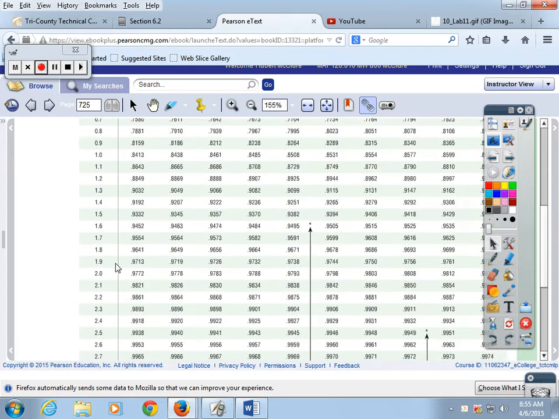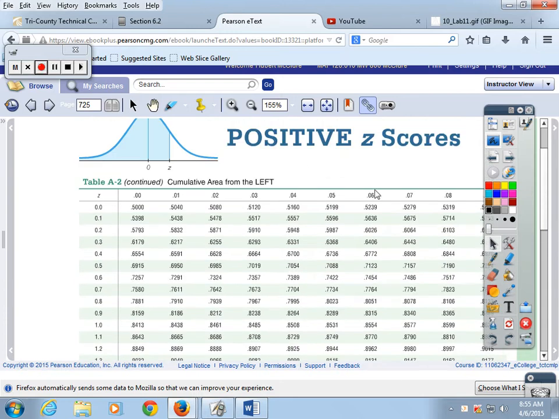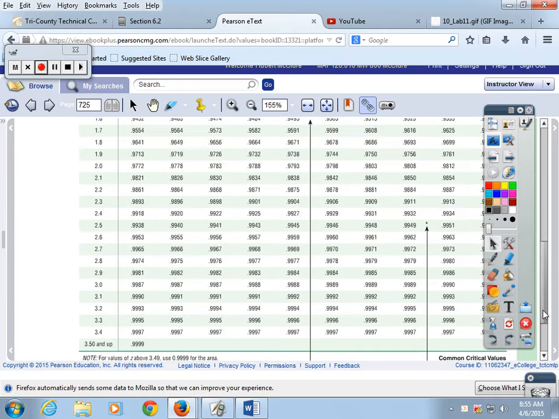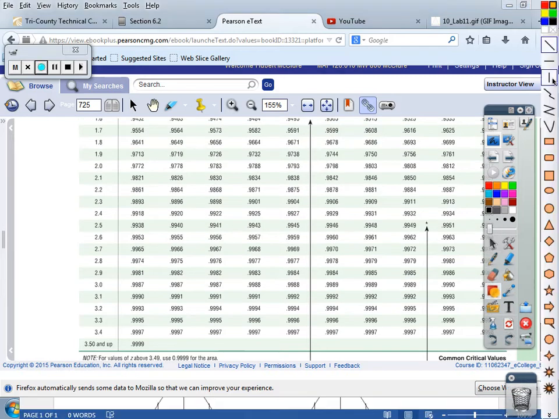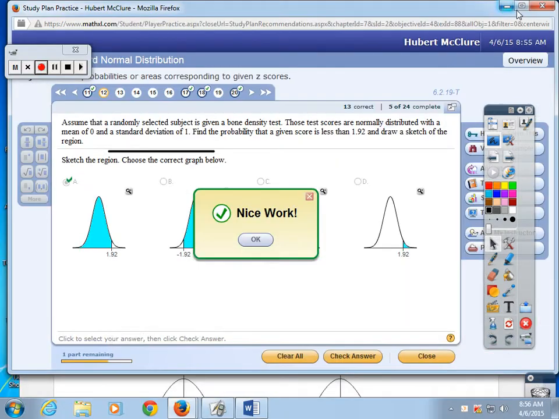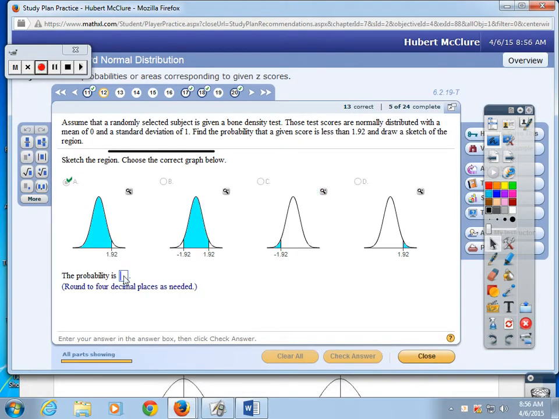So that'd be 1.9. And then I count over because I don't want to have to go up here and read this, so I just count over. So 1.9, 0, 1, 2. So 97%, 0.9726.